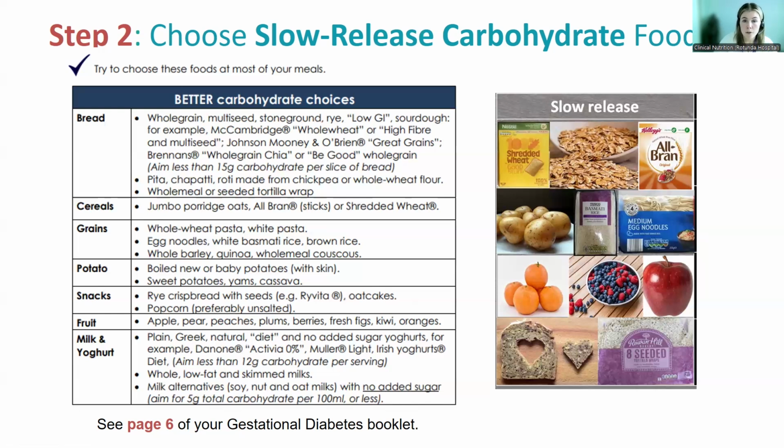And then you might be wondering, what about yogurts? The better types of yogurts to go for with gestational diabetes would be plain, Greek or natural yogurts. If you wanted a flavoured yogurt, we would encourage you to go for one that is either diet or no added sugar. For example, the Danone Activia 0%, or the Muller Light yogurts, or the Irish Diet yogurts. What you would be aiming for is that the yogurt has less than 12 grams of carbohydrate per serving. So if you choose a yogurt that's not one of the ones listed here, we would recommend that you check the back of the packet and make sure that it has less than 12 grams of carbohydrate per serving.